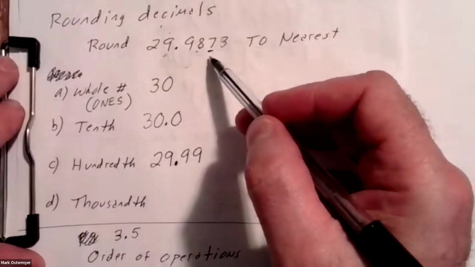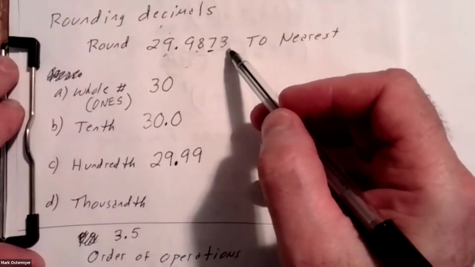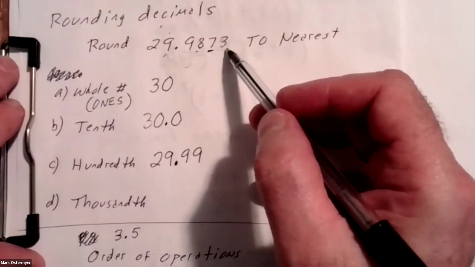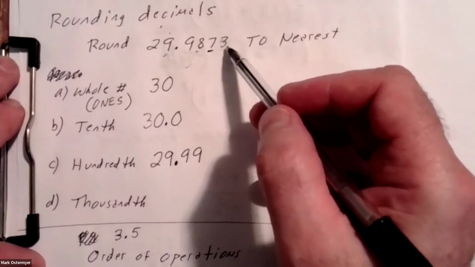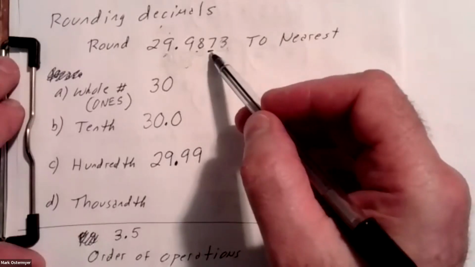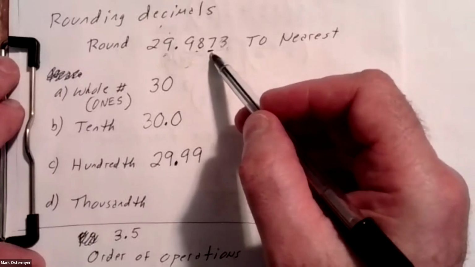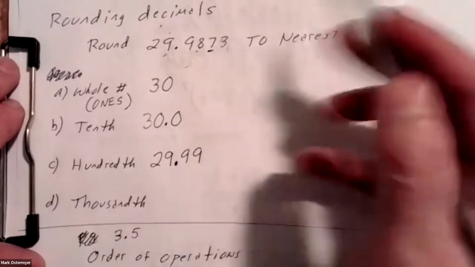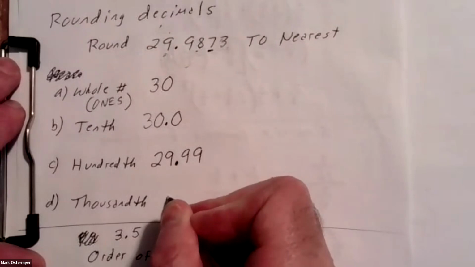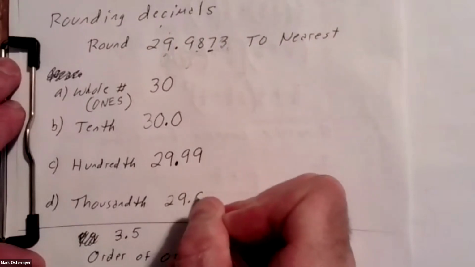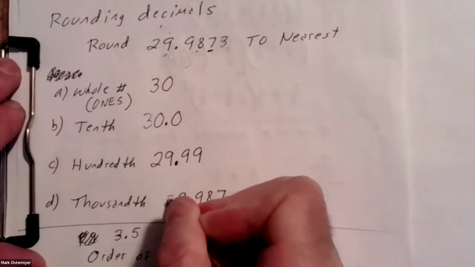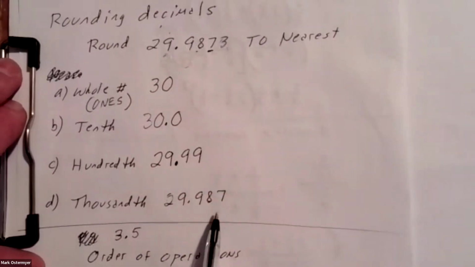So be the 7, right? 7. Tenths, hundreds, thousands. So we look immediately to the right of the 7, we see a 3, and we ask ourselves, is 3 5 or larger than 5, or is it less than 5? Less than 5. Because 3 is less than 5, we do not round the 7 up to an 8. We keep the 7 as a 7, and we chop off all the digits to the right. So rounded off to the nearest thousandths, this is 29.987. And ladies and gentlemen, that's rounded off to the nearest thousandths.